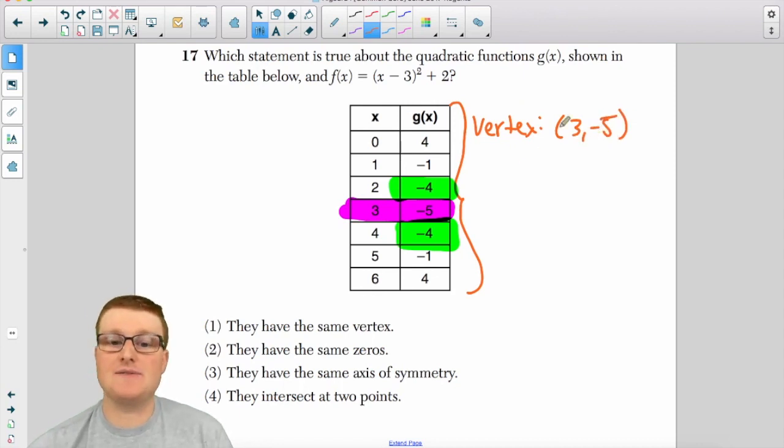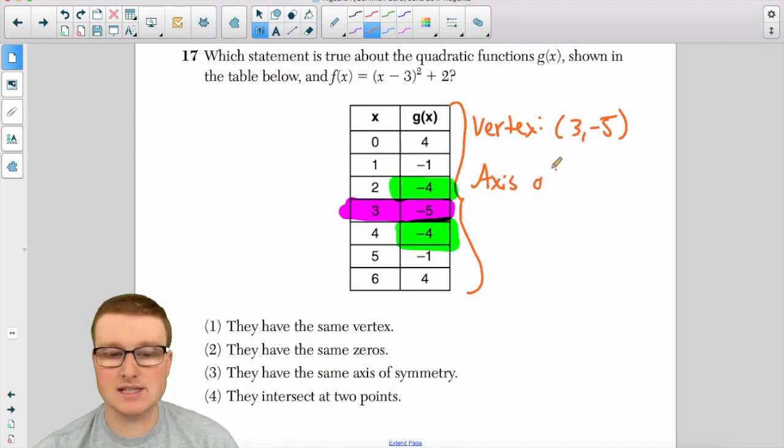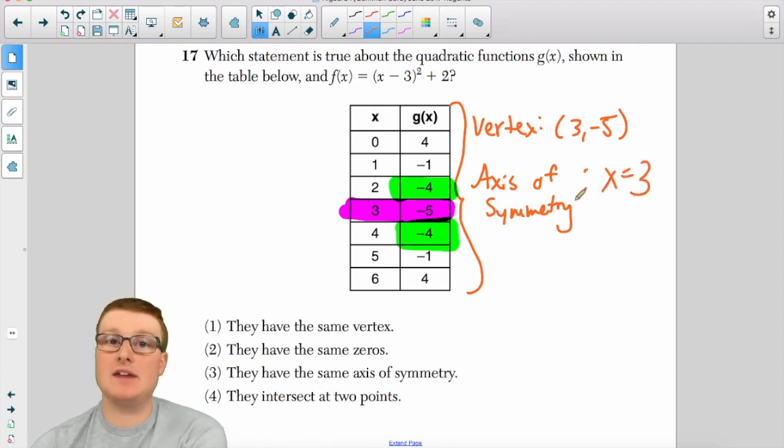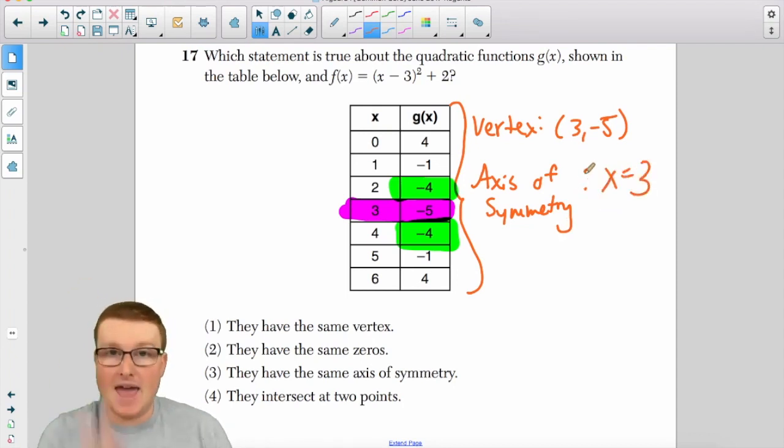That also means if the vertex is (3, -5), that your axis of symmetry is x equals 3. Remember that your axis of symmetry passes through your vertex because it is symmetric on both sides. I'm going to show that to you later and prove my point.